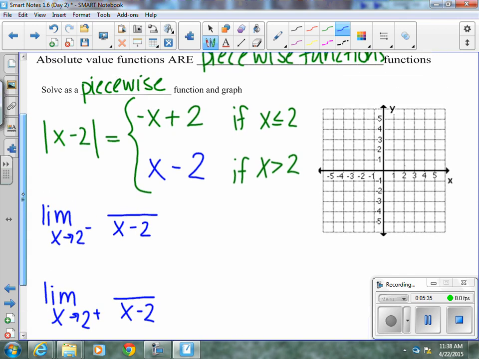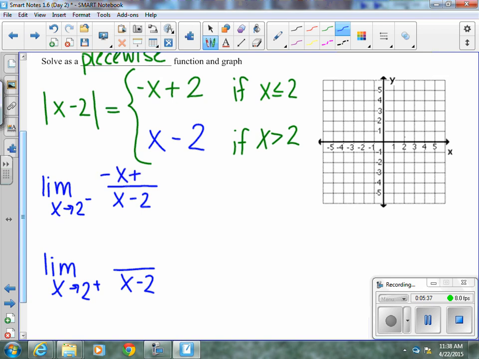We're approaching from the left, that's going to be this negative x plus 2 function for our absolute value. If we're approaching from the right, that's just going to be x minus 2. Let's check this out a little more. Can we plug in our 2 in this first example? Can we plug this in here? No. We're going to get division by 0.